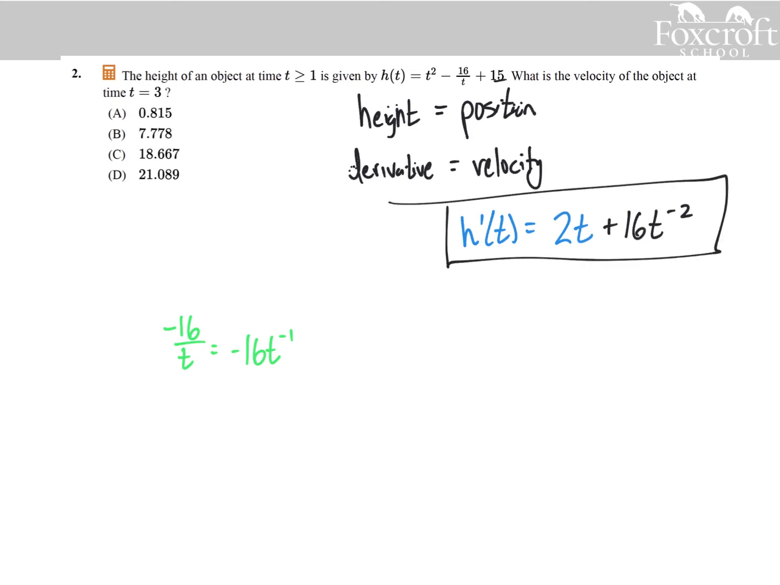So I'm going to use the calculator. My function is 2x plus 16 to the negative 2, and I'm going to plug in 3. And I get 7.7777, which rounds and gives you B as your answer. So in this one, you could also use the calculator to do the whole derivative for you. And again, we just want to do it when t equals 3.